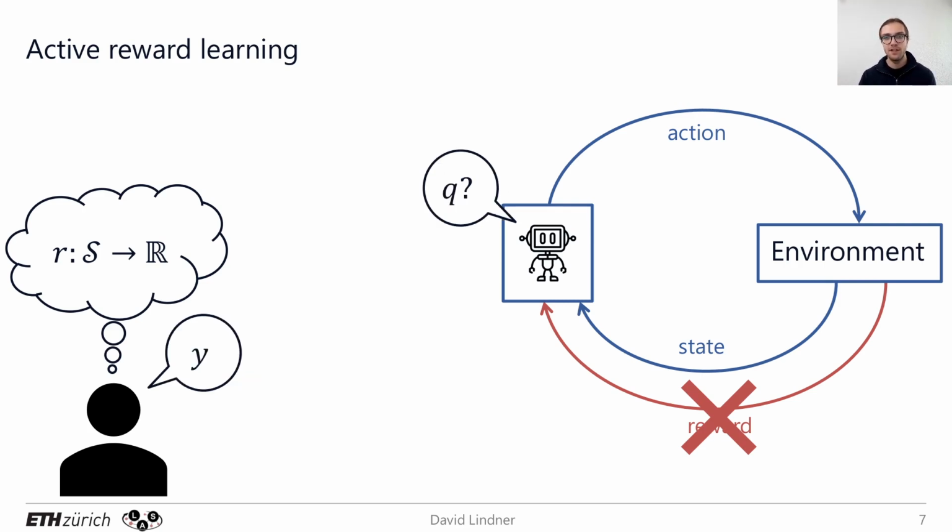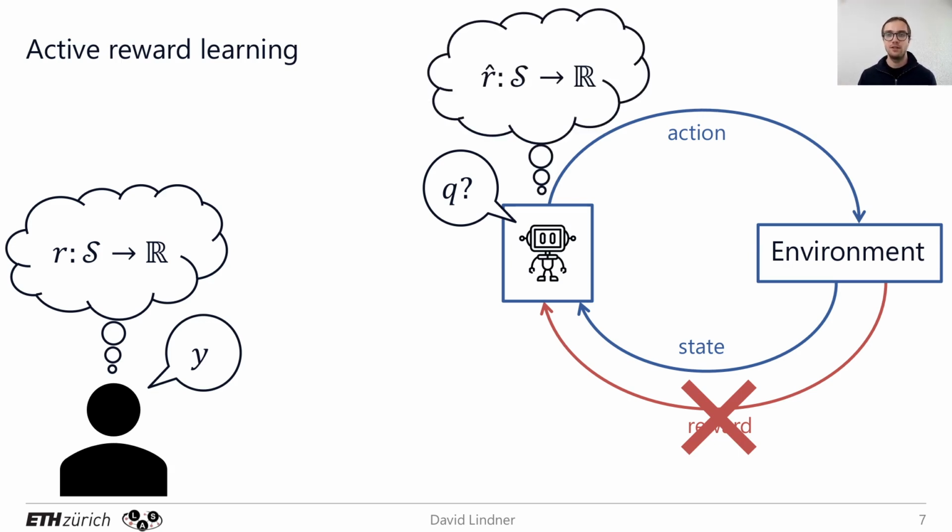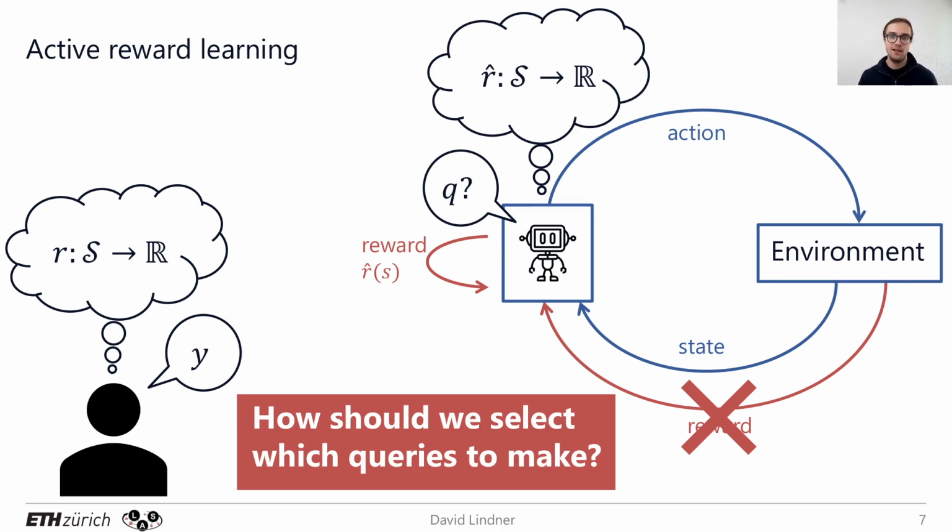Now, throughout this interaction with the user, the agent can learn a model of the reward function, which I denote with r hat, and it can then use the model as a replacement for the environment's reward function and run any RL algorithm just using the model. And in this setting, the key question we have to ask is how should the agent select which queries to make to the user? So this is the key question about active learning here that we're going to answer.